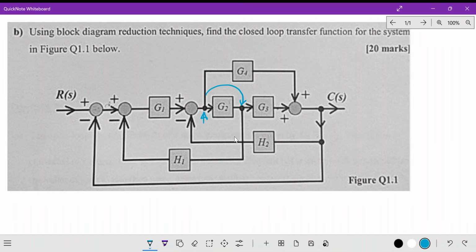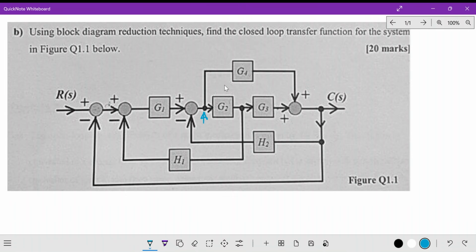And if I do that, what you're going to notice is that, remember, every time you shift a takeoff point, the transfer functions for those blocks divide each other, right? So you end up having G4 divided by G2 when you move a takeoff point ahead of the block. So the resultant will be G4 divided by G2. Or if it was opposite, moving the takeoff point before the block, you multiply the two. So this would have been G2 times G4.